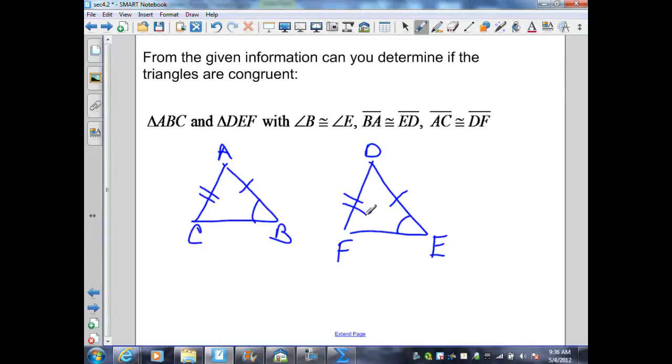This looks like it's side angle side, but this angle is not included between my congruent sides. Therefore, this is not side angle side. For this to be side angle side, I would need angle A congruent to angle D. Therefore, this is not possible.